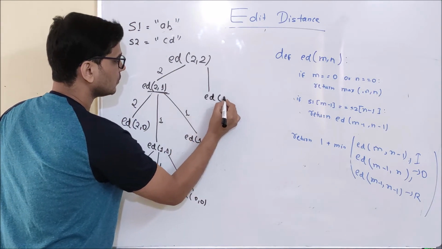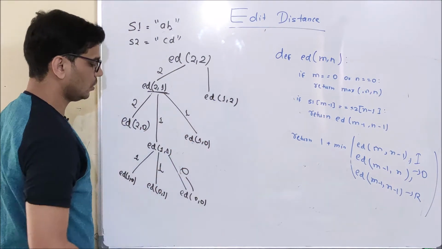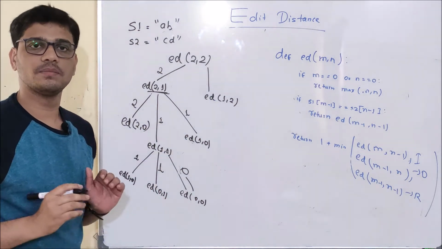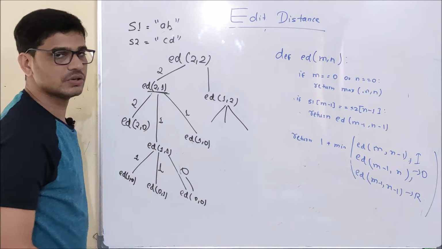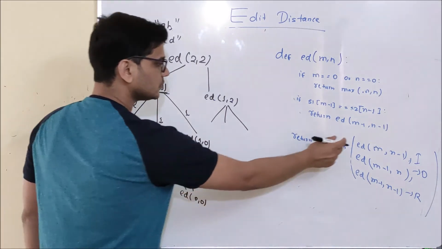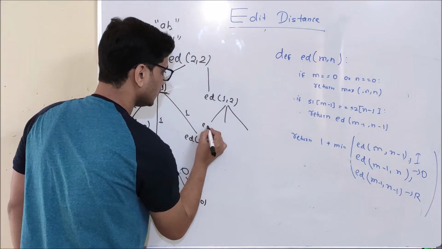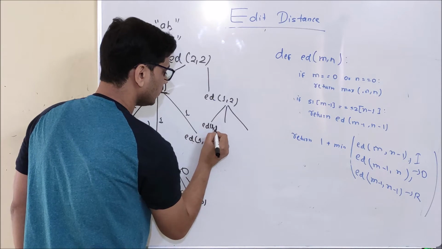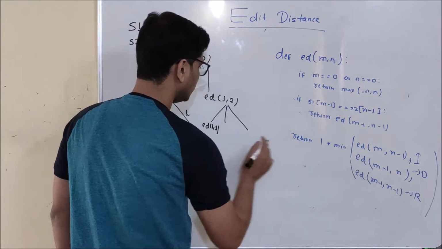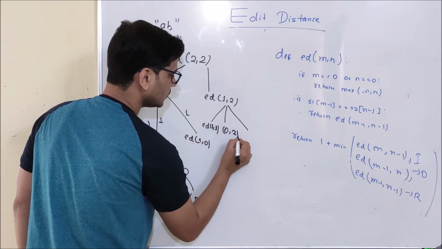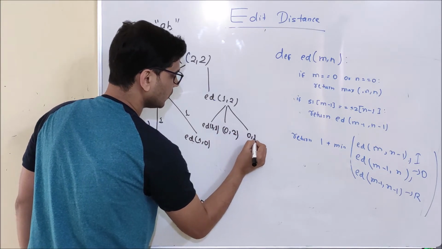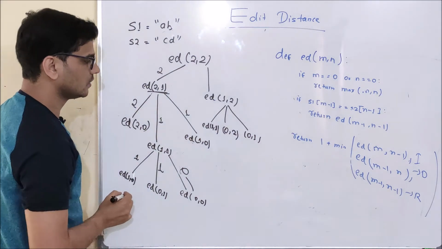ed of 1, 2. Now I will draw the tree pattern. So it will perform 3 operations here. First, insertion, ed of 1, 1. Second is deletion, that is 0, 2. Then 0, 1. This one is replace.